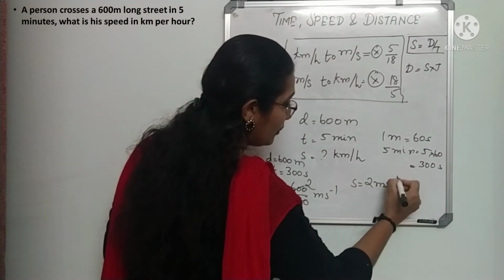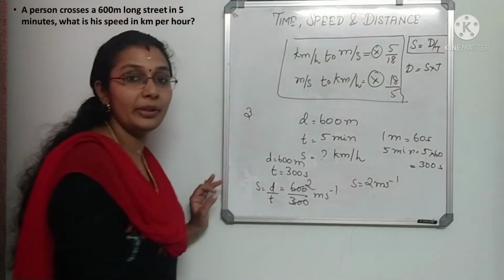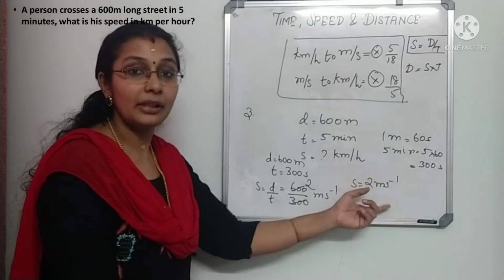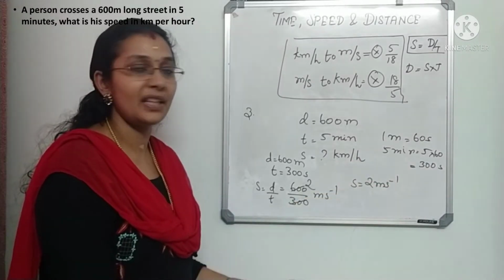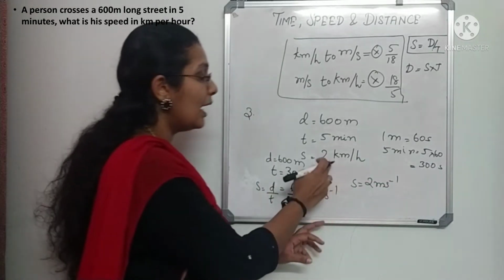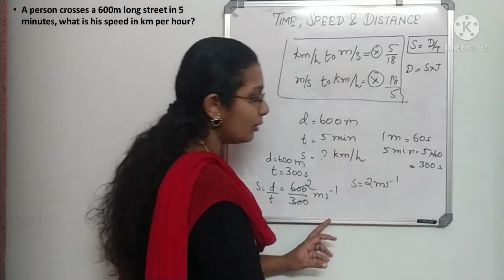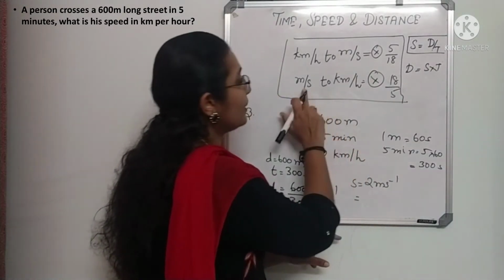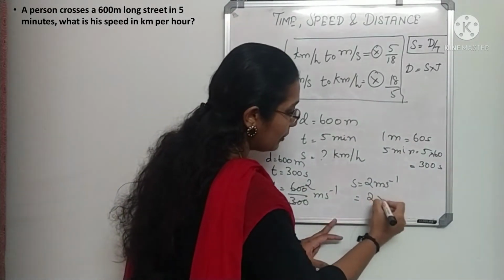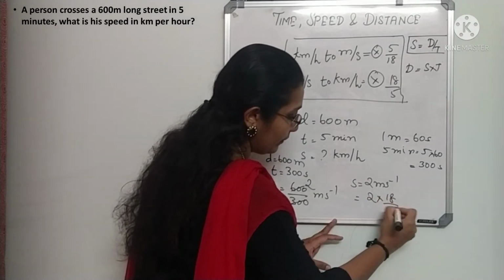But we will have to proceed because they are asking it in kilometer per hour. So listen to this carefully. This also they may keep it in option, so don't get confused. Okay. Our question is we'll have to convert to kilometer per hour. So meter per second to kilometer per hour, you will have to multiply it by 18 by 5.